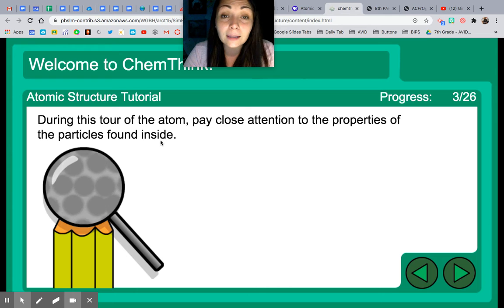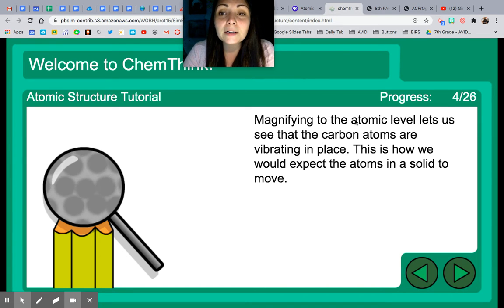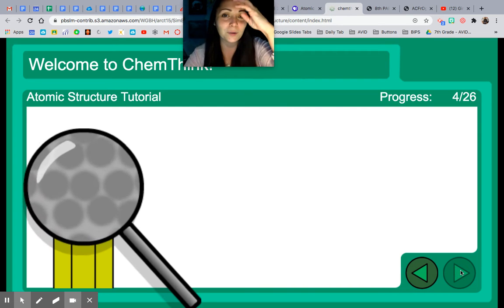So everything living and non-living has atoms inside of it. Magnifying to the atomic level, let us see that the carbon atoms are vibrating in place. This is how we would expect the atoms in a solid to move. So they move real slow, they vibrate, versus a liquid moves more, versus gas, like y'all after lunch, moving quickly and rapidly.